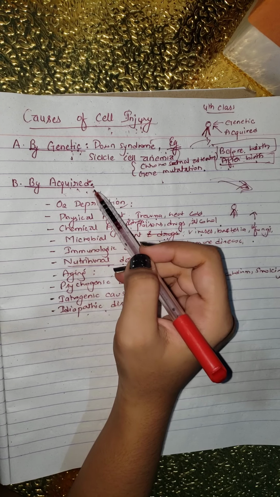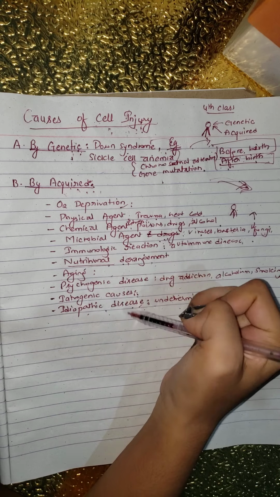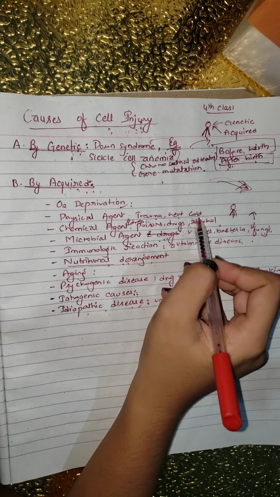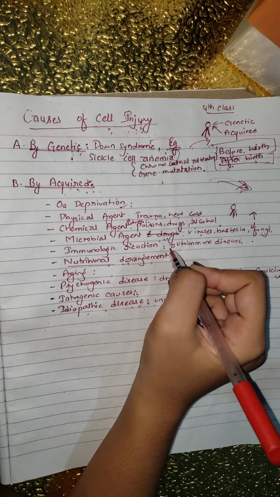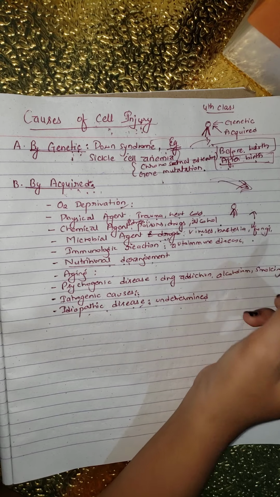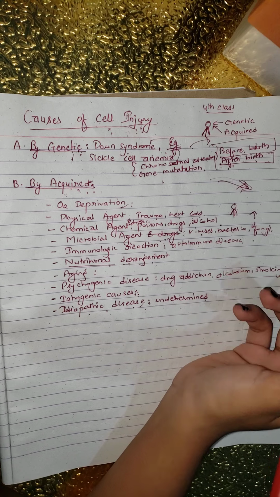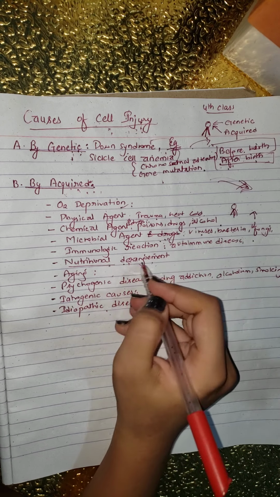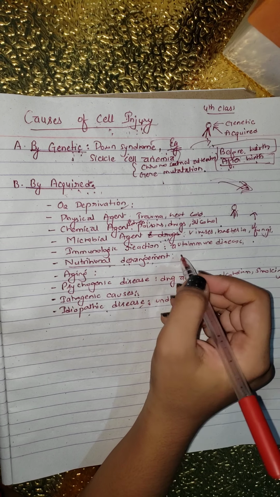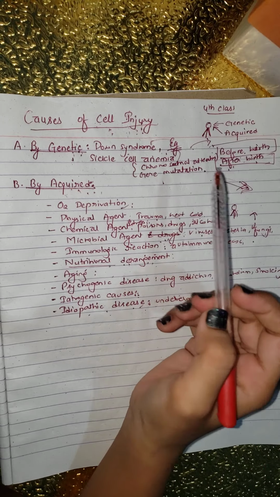The cell can acquire injury through things like oxygen deprivation, physical agents like trauma, heat, cold, chemical agents and drugs like poison, drugs, alcohol, or microbial agents, for example virus, bacteria, fungi, immunologic reactions like autoimmune disease or hypersensitivity reaction. And nutritional derangement means whatever nutrition the cell requires to survive, if it is not provided enough, will also cause injury to the cell.